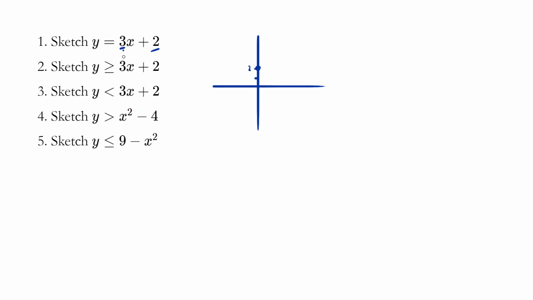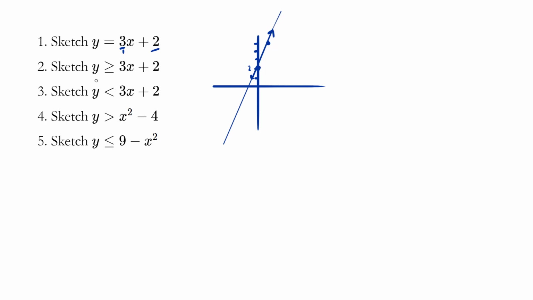And the slope is 3 over 1. So that means the rise is 3. You go up 1, 2, 3, and you go 1 to the right. So this is your second point. And then all we do now is we just extend the line that goes through these 2 points. And if you really want to extend the line out further, you can.